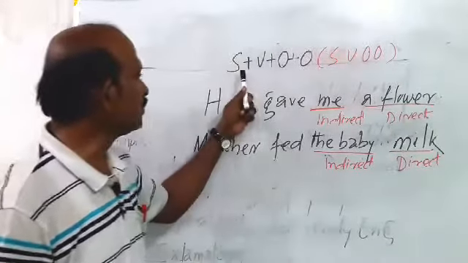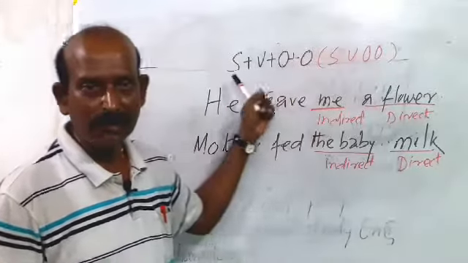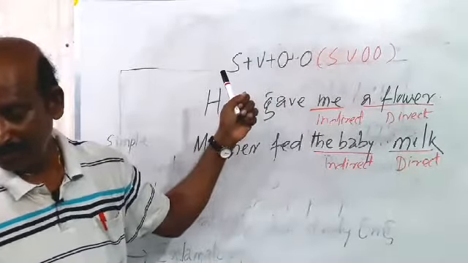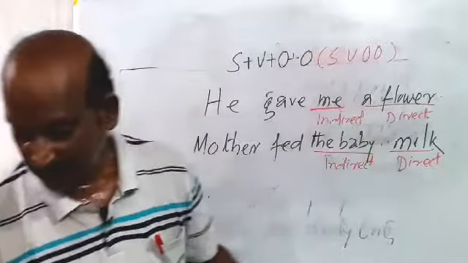So this pattern is known as SVOO. It is the third pattern of the simple sentence. Am I clear? This is the third pattern of the simple sentence. And next pattern.